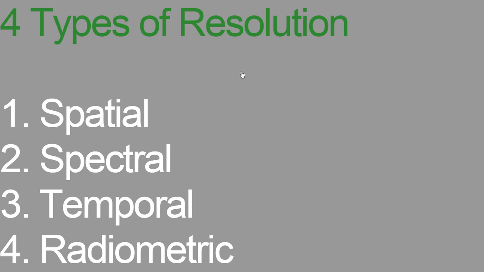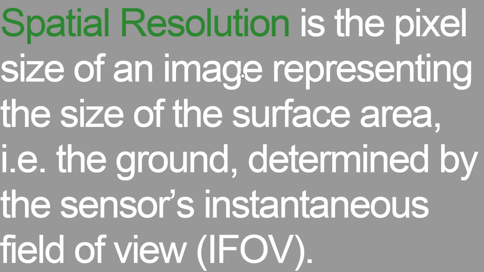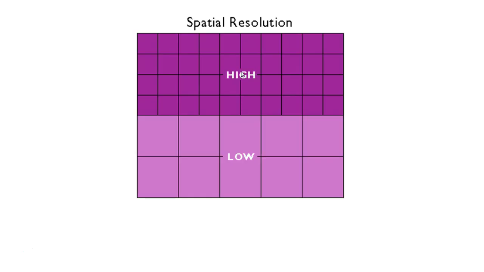So let's talk about spatial first, what that's all about. Spatial resolution is the pixel size as represented to the Earth's surface. So this is kind of the ground size of the pixel. And we can think of it in terms of a high versus a low. A high spatial resolution image is going to have very small cell sizes relative to a low spatial resolution. And that cell size is going to be able to capture a certain distance on the Earth.